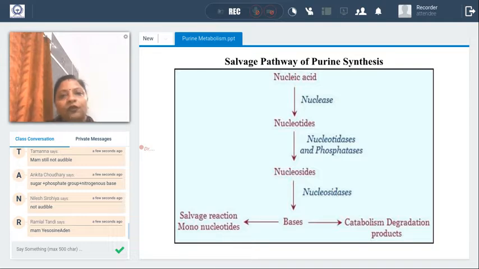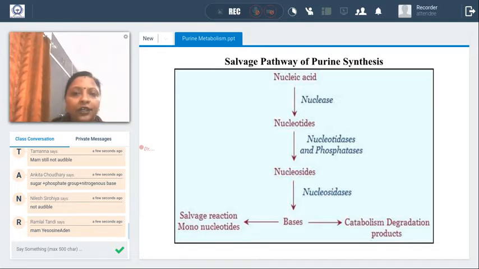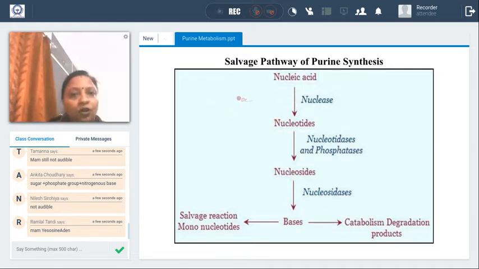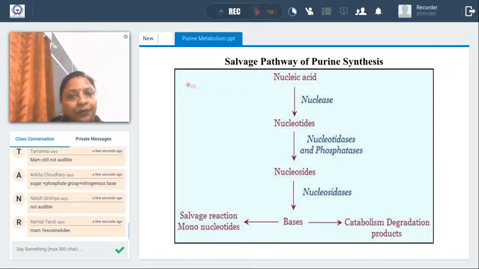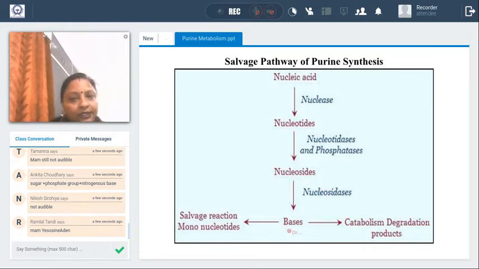Another pathway of purine synthesis is the salvage pathway of purine synthesis. That is again a very important and basic pathway of purine synthesis, and we can say biosynthesis of purine nucleotides. I already told you purine isn't synthesized alone. It is synthesized in the form of nucleotides. This is the main important feature of purine biosynthesis. First is de novo synthesis by the precursors, and in the salvage pathway we can achieve the purine by already present molecules like nucleotides, nucleosides, and nitrogen bases.